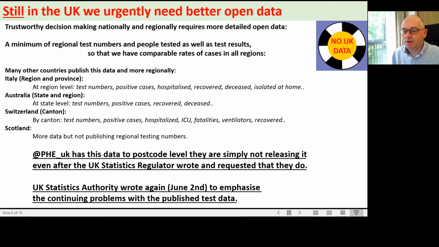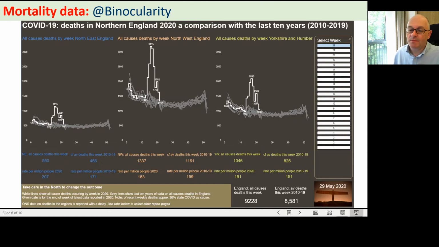In the UK, we urgently need better open data. We've got to make trustworthy decisions nationally and regionally, and we can't tell between different regions how many tests have been undertaken and how many people have been tested. So when we say a number of people are positive, it could be because there are many more tests in that region. Other countries publish this data, and we have the data. PHE has this data, the government is simply not publishing it. The Statistics Authority has been written to twice, most recently on June the 2nd, asking for the data. It's a serious problem for us.